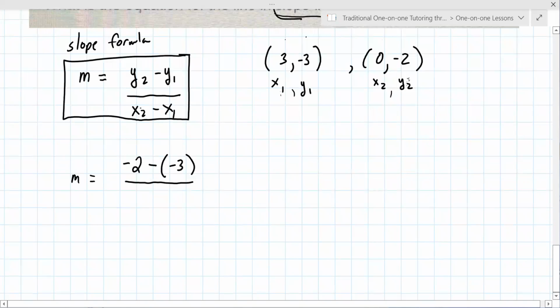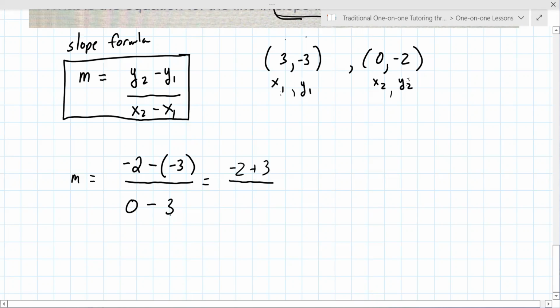What is the value of X2? 0. 0 minus, what's the value of X1? -3. When you simplify for slope, you work on the numerator, then the denominator. You work on them separately. You don't combine anything. Now, from our previous problems, what happens when you have 2 negatives? It turns into a positive. So -2 plus 3.